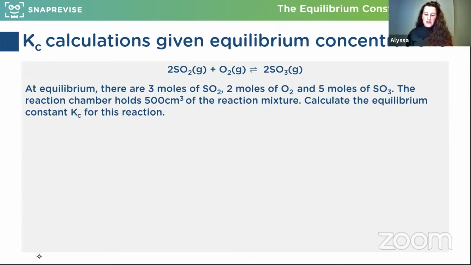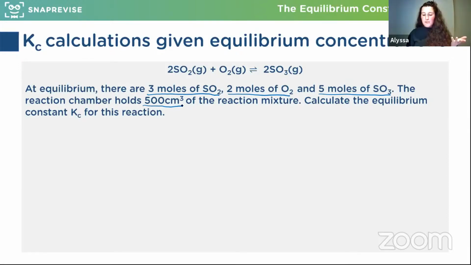Okay, so Kc calculations, if we're given equilibrium concentrations, it's a lot easier. If we're given them at equilibrium, they're making our life a lot easier. So at equilibrium, there are 3 moles of SO2, 2 moles of O2, and 5 moles of SO3. And the reaction chamber holds 500 centimeters cubed of the reaction mixture. Calculate the equilibrium constant Kc for this reaction.